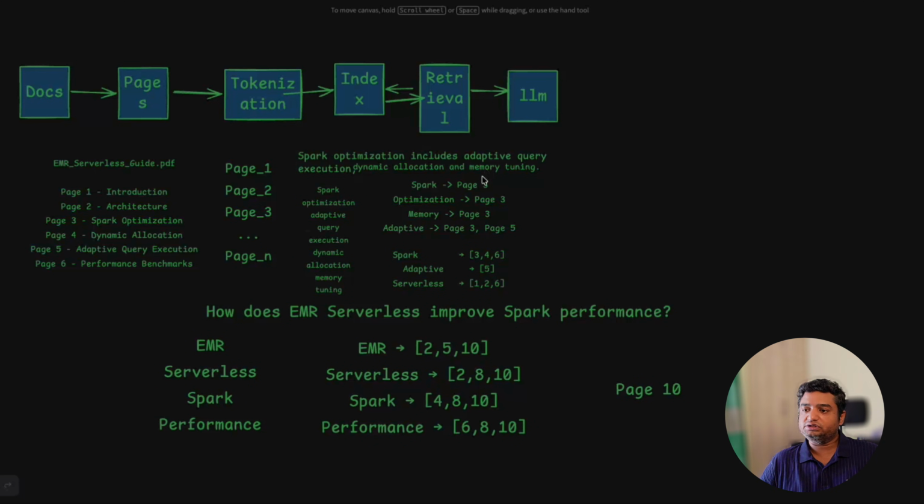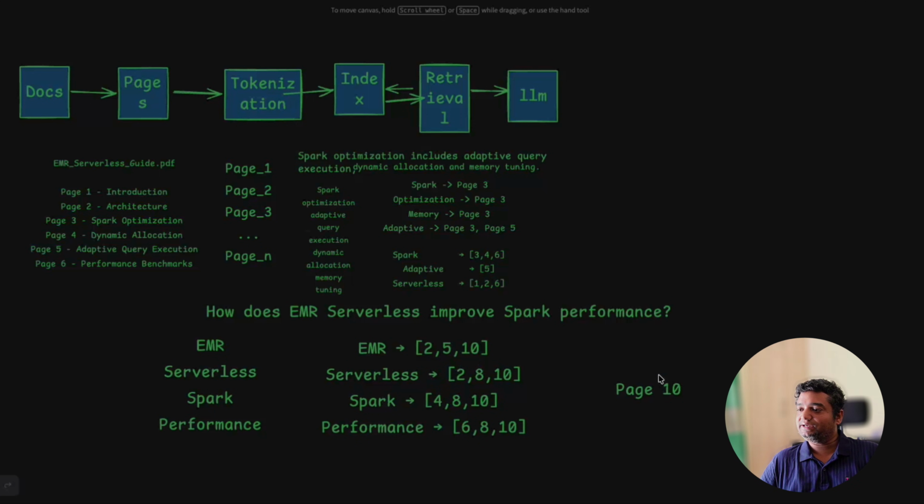Now how does the retrieval process happen? The user has the query: how does EMR serverless improve Spark performance? Now again the tokens are taken out of it, like EMR, serverless, Spark, and performance, and then searching is done, like in which pages EMR was there. We have already created an index, so with the help of the index, it will search where EMR is. So EMR is in pages 2, 5, 10, serverless is in 2, 8, 10. So we'll find out in which pages each token is there with the help of the index we created previously.